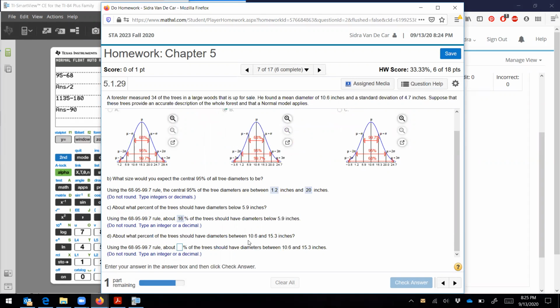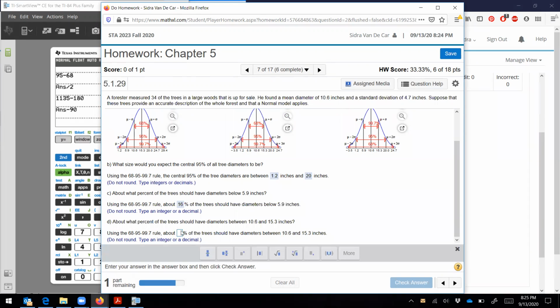About what percent of the trees should have diameters between 10.6 and 15.3? So 10.6 and 15.3, that's 1 standard deviation, so half of the 68, so about 34%.